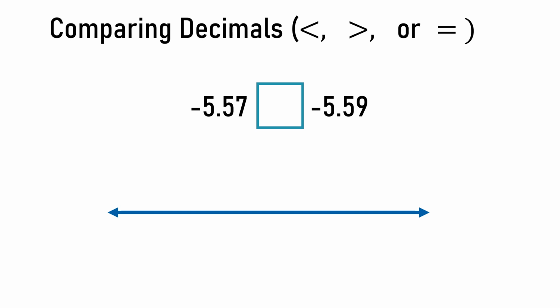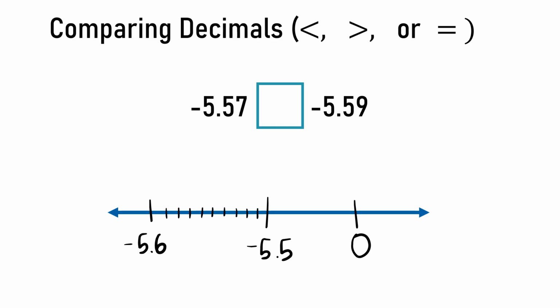I'm going to start by plotting these two numbers on our number line, negative 5.57, or negative 5 and 57 hundredths, and negative 5 and 59 hundredths. I'm going to start by plotting 0. I'm in the hundredths place, so I'm going to go in between negative 5.5 and negative 5.6. I put my 9 little tick marks to separate that into 10 smaller intervals.